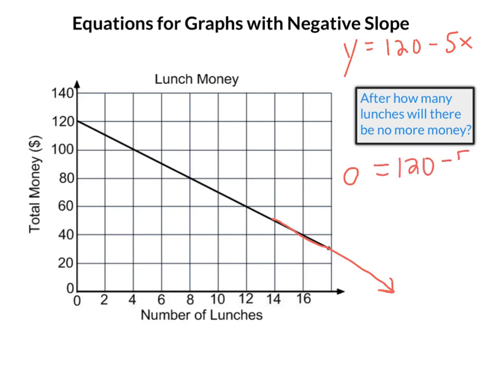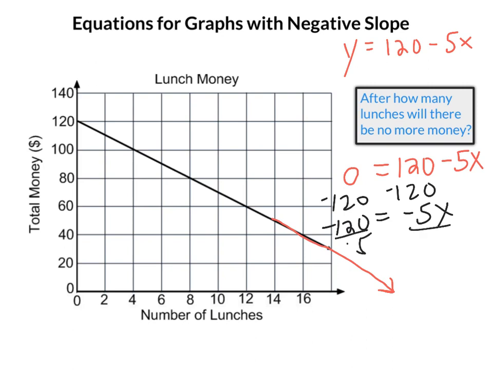So 120 minus 5x, 5 times the number of lunches, and I want to figure out when that is going to be nothing, right? How many lunches do I have to buy? So I just go back and solve an equation. So subtract 120 from each side. So I have negative 120 is equal to negative 5x.